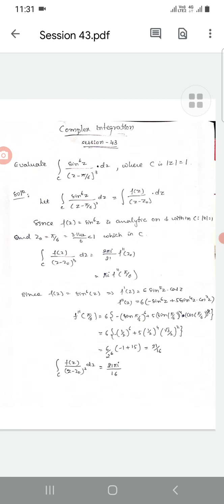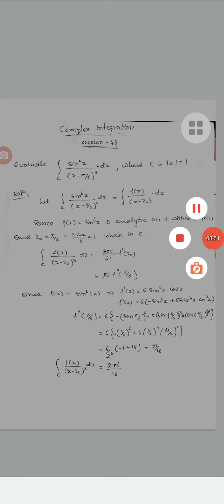So the integral over C of f(z) divided by (z minus z naught) to the power of 3 dz is equal to 21 pi i divided by 16, which is the final answer.